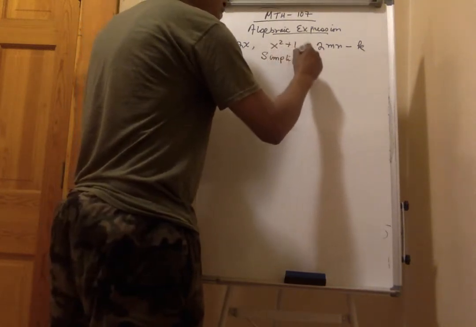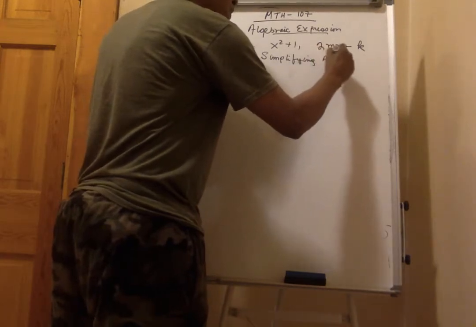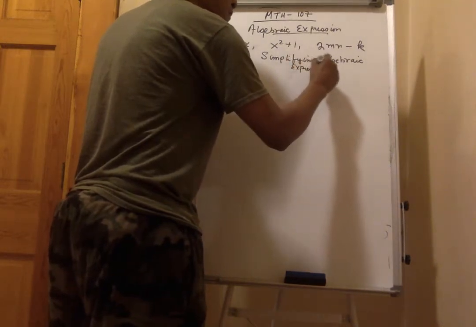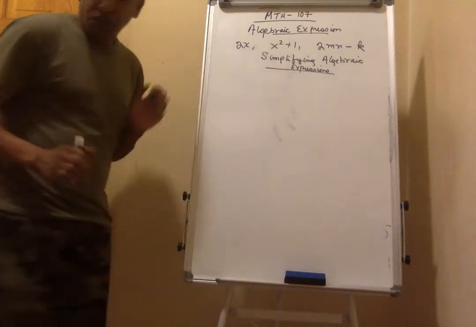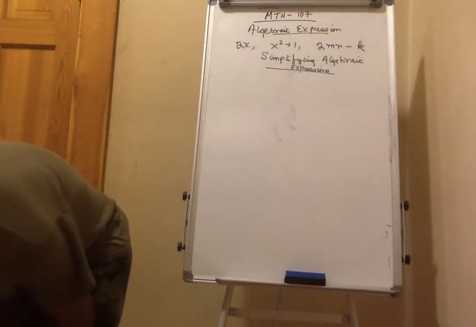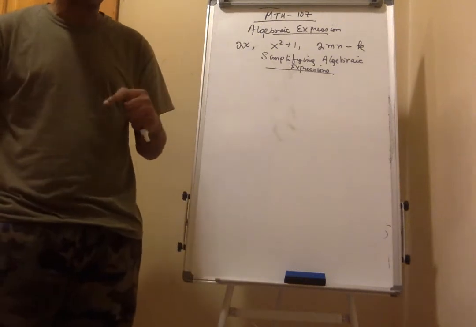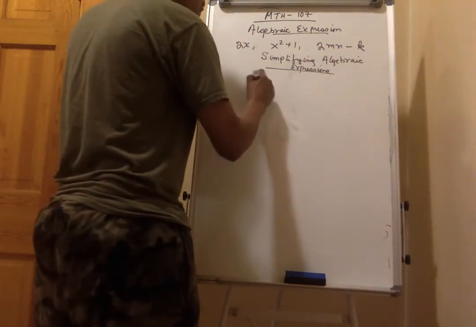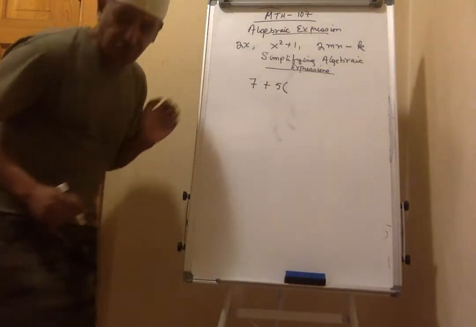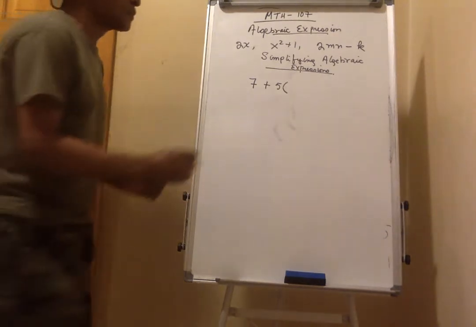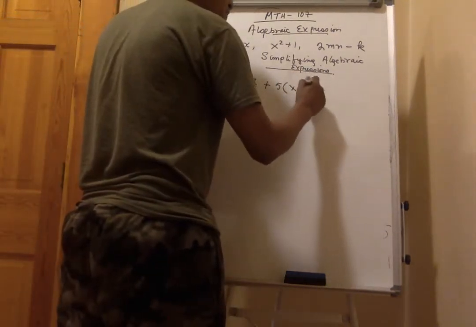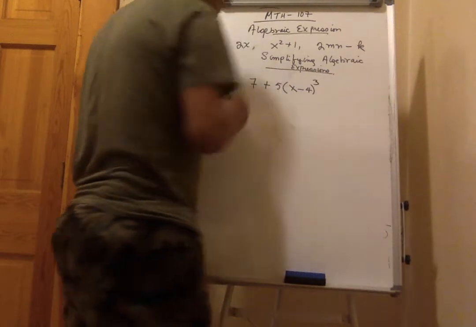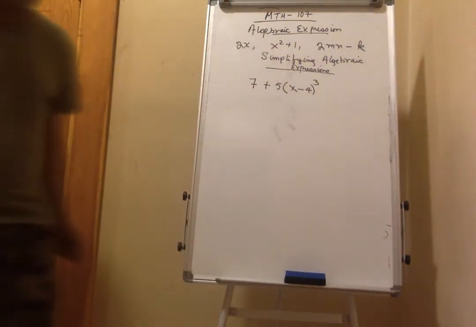So we do some exercises on this. Simplifying algebraic expression. Okay. So let me go ahead and look at this. And I know you know order of operations, so that's why we are going to jump into dealing with this kind of expression. 7 plus 5 times (x minus 4) cubed. So this is another instance of an algebraic expression.